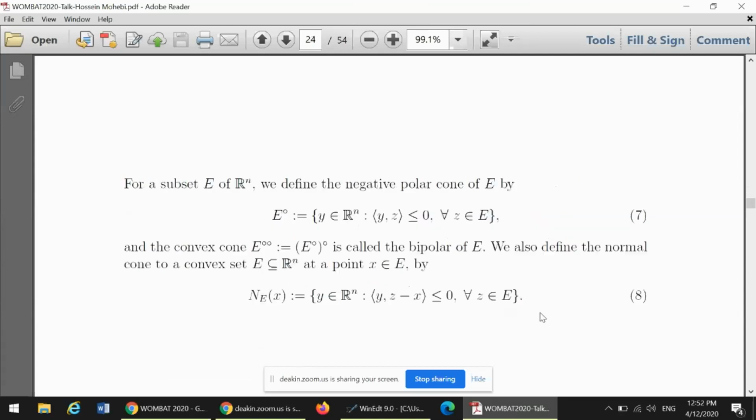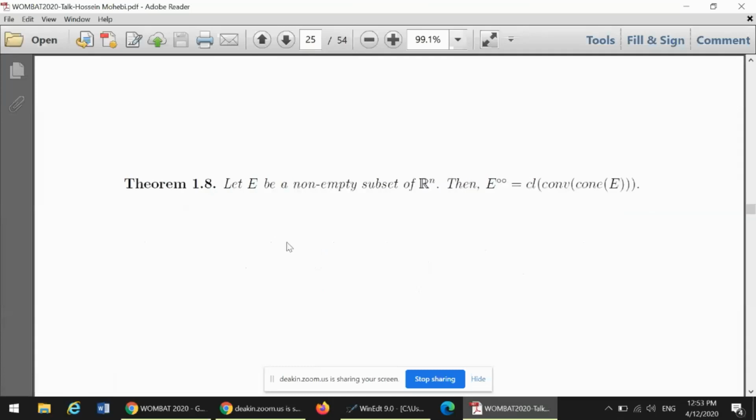Now, for a subset E of Rn, we define the negative polar cone of E by this set, and also the bipolar of E is defined, and we define the normal cone to a convex set E in Rn at a point X in E by this set. We have the following results for the bipolar. This is well known.